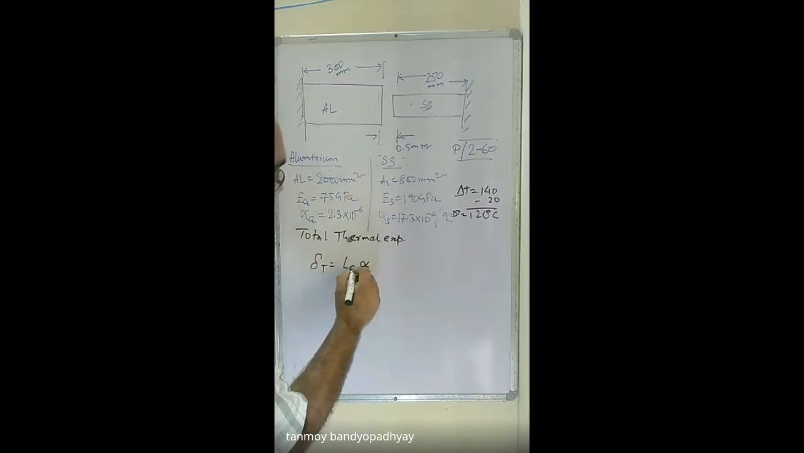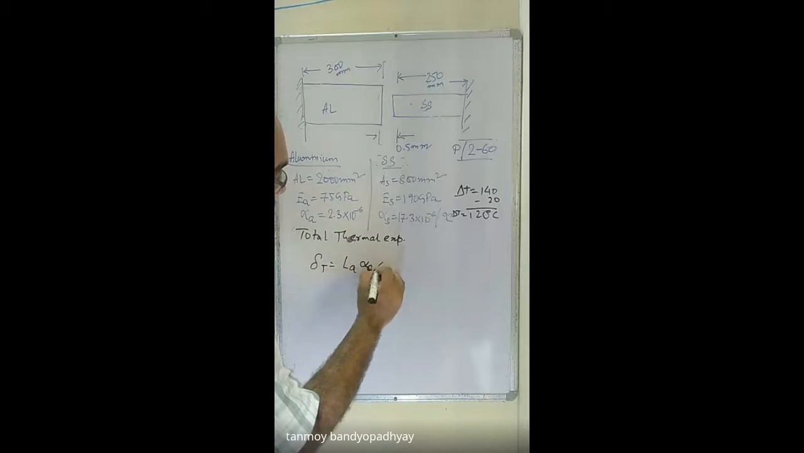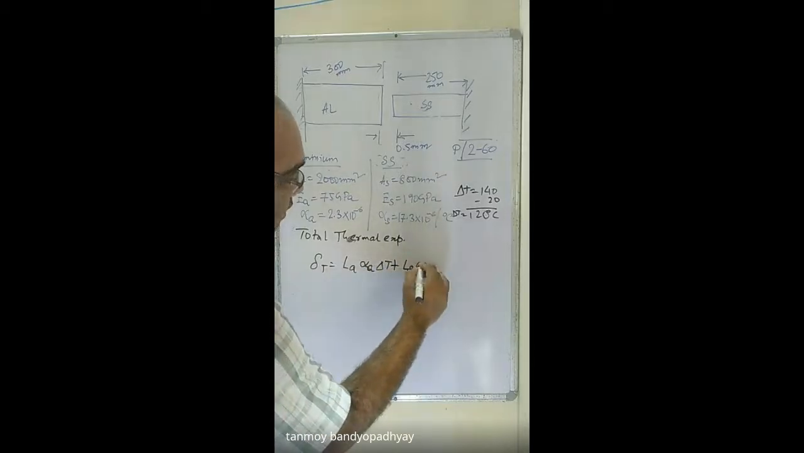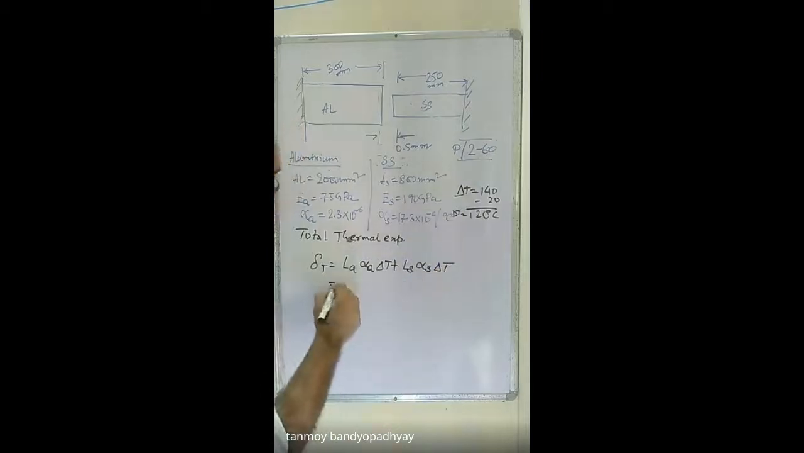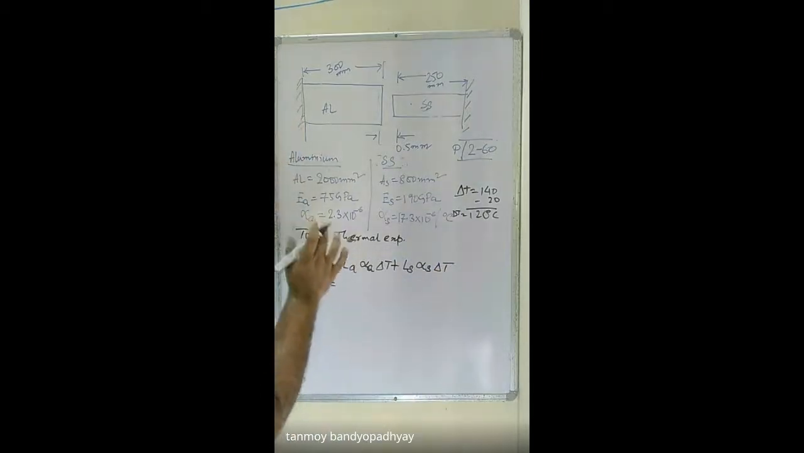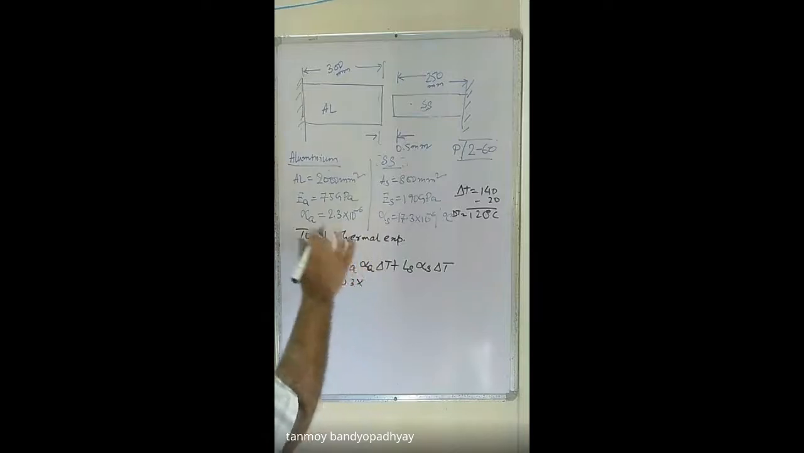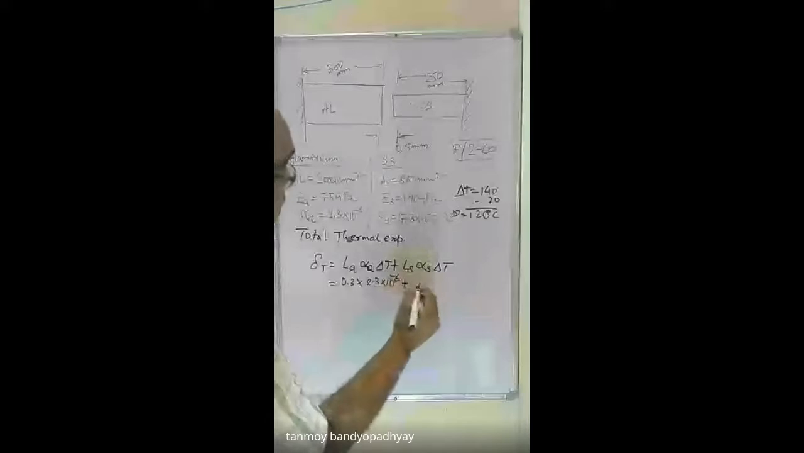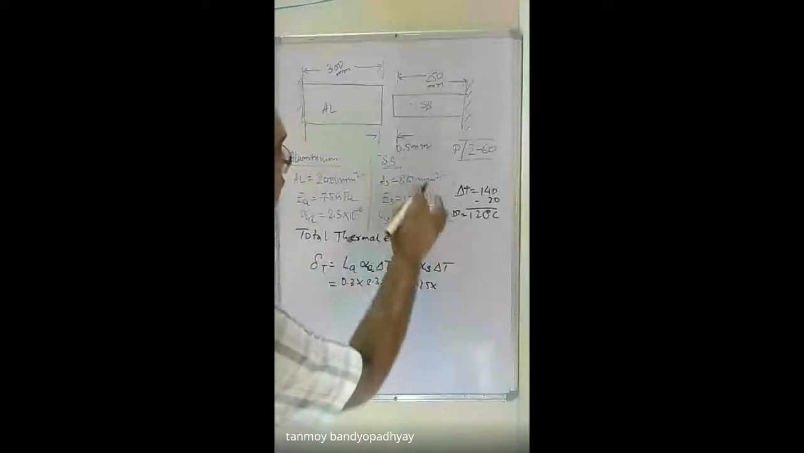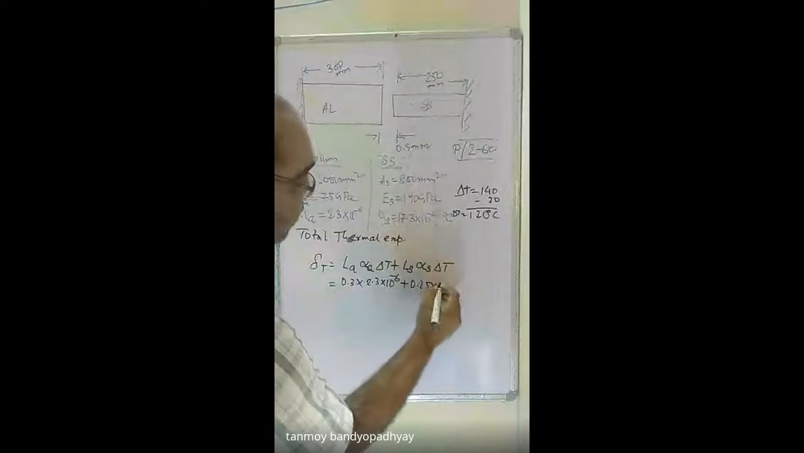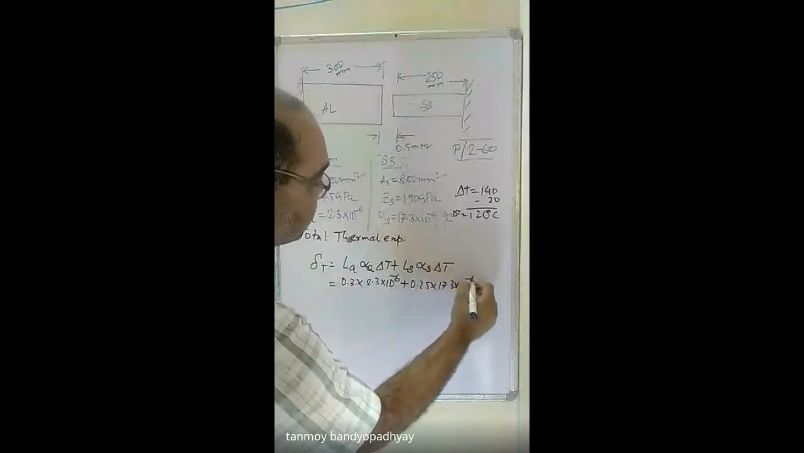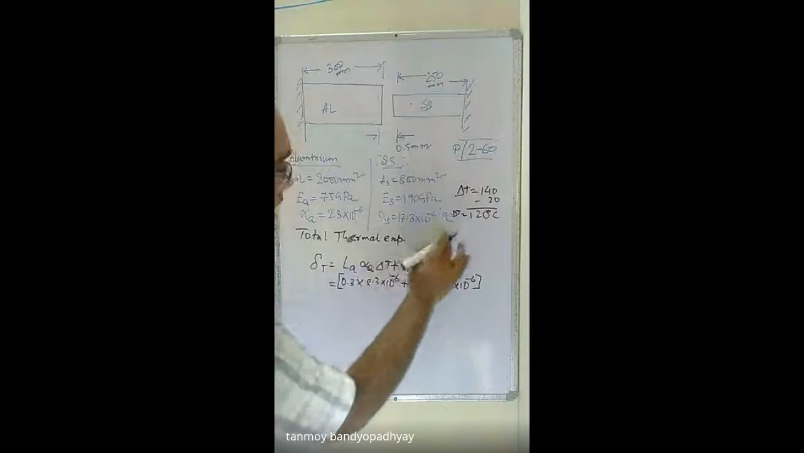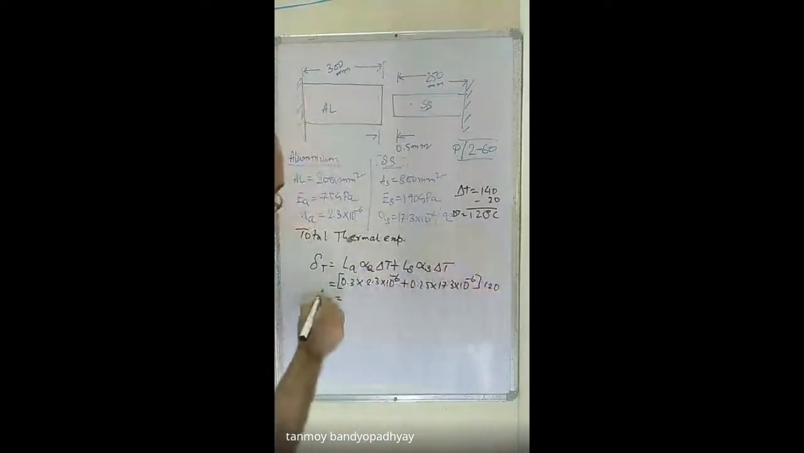So it should be LA into alpha A into delta T plus LS into alpha S into delta T. So just put the values. So LA টা কত আছে, 0.3 into alpha A. So alpha A is 2.3 into 10 to the power minus 6 plus LS হচ্ছে 0.25 into alpha S হচ্ছে 17.3 into 10 to the power minus 6 into delta T. So what is delta T? So delta T is 120. So দেখো what is the total coming out to be? একটু ক্যালকুলেট করো তাড়াতাড়ি. Calculate this faster.